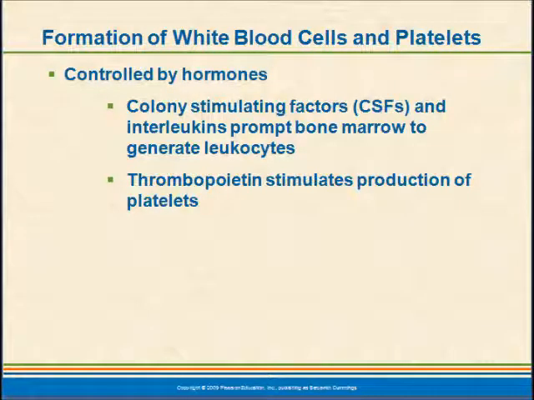Now, formation of white blood cells, this is also controlled by hormones, but different name. Colony stimulating factor promotes the white blood cells, leukocytes. Thrombopoietin is a stimulus for the production of platelets. Now, you should know these hormones: erythropoietin for red blood cells, colony stimulating factor for white blood cells, and thrombopoietin for platelets.